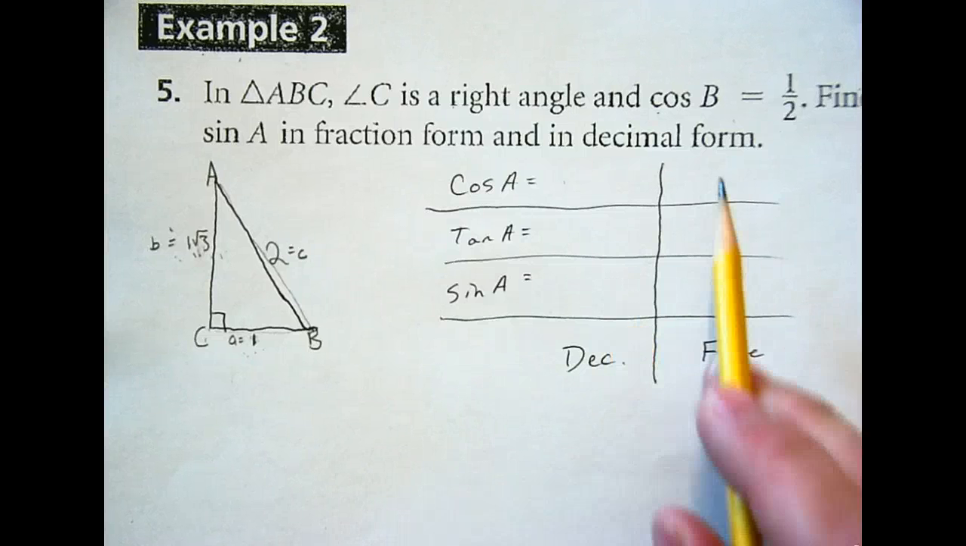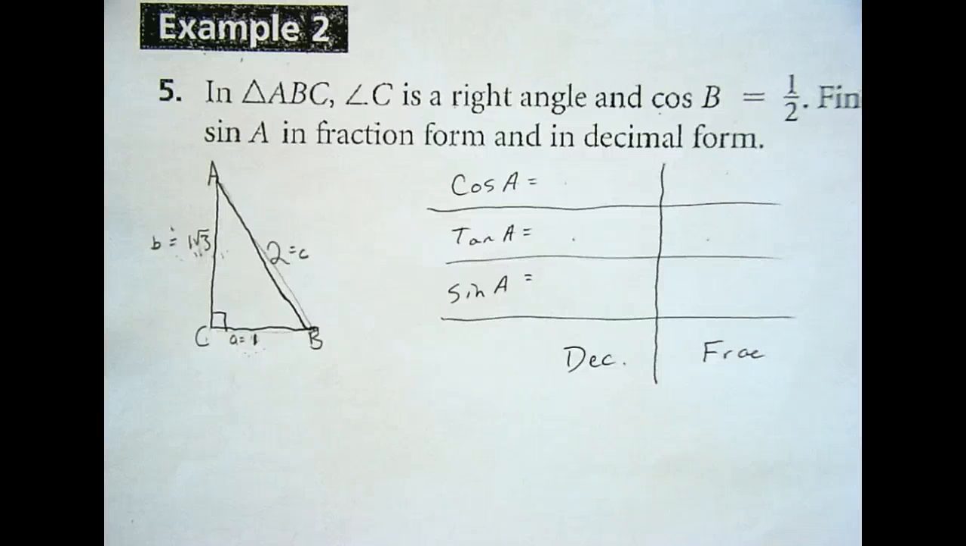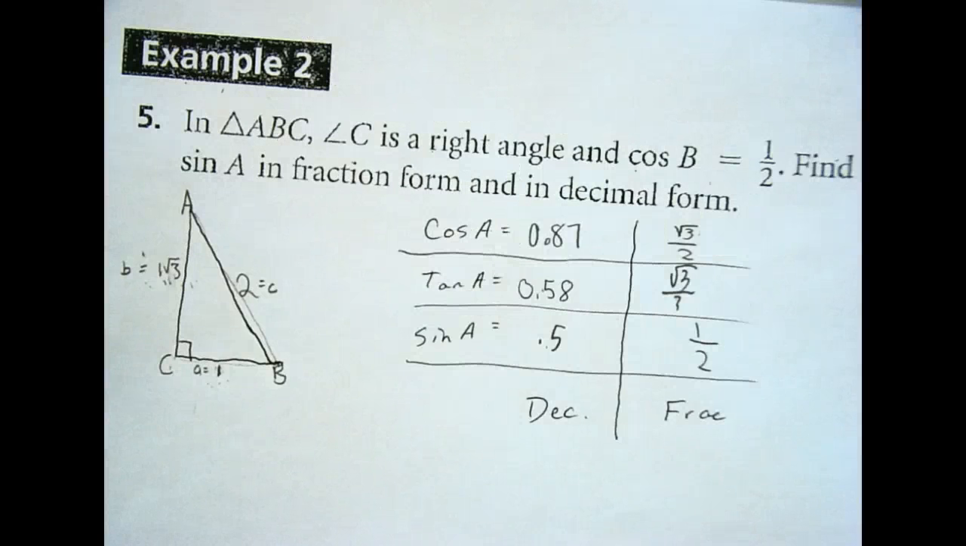Okay, so group number 4, you get the decimal form of cos A. Group 6, you get the fraction form of cos A. Group 6, you get the decimal form of tan A. Group 2, you get the fraction form of tan A. Group 2, you get the decimal form of sine A. And group 1, you get the fraction form of sine A. Here we go. Let's get them done. Hey, it was random generated. Sorry.